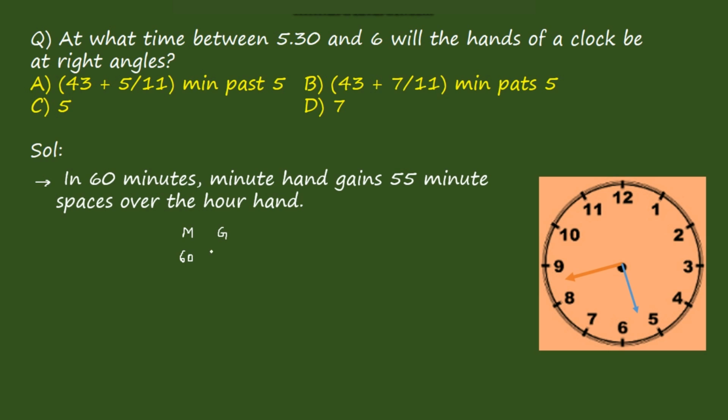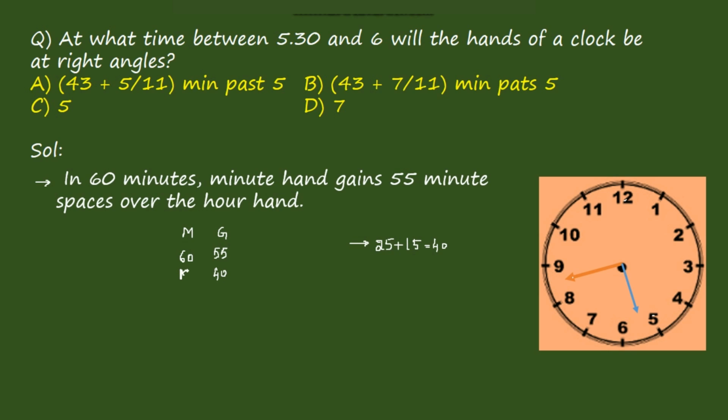In 60 minutes it gains 55 minutes, right? Here in the question, the minutes hand should move from 12 to 5 first, right? 12 to 5 is nothing but 25 gain, plus it should move 90 degrees. 90 degrees is nothing but 15 minutes, right? It should gain 50 minutes, which is nothing but 40 minutes. So the minutes hand should gain 40 minutes.